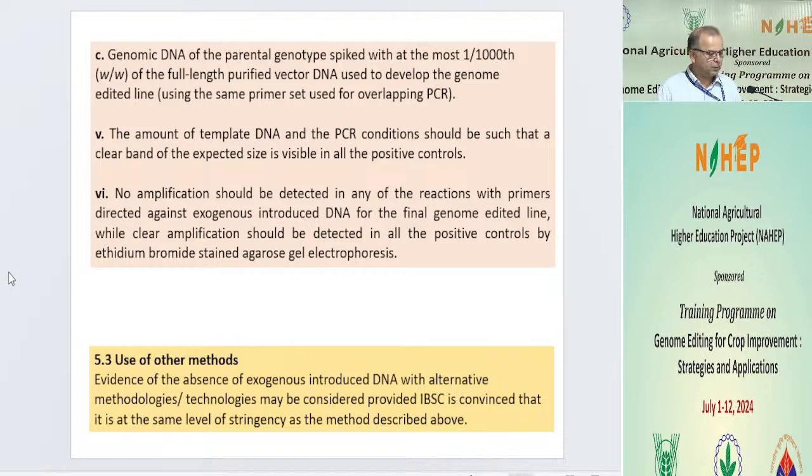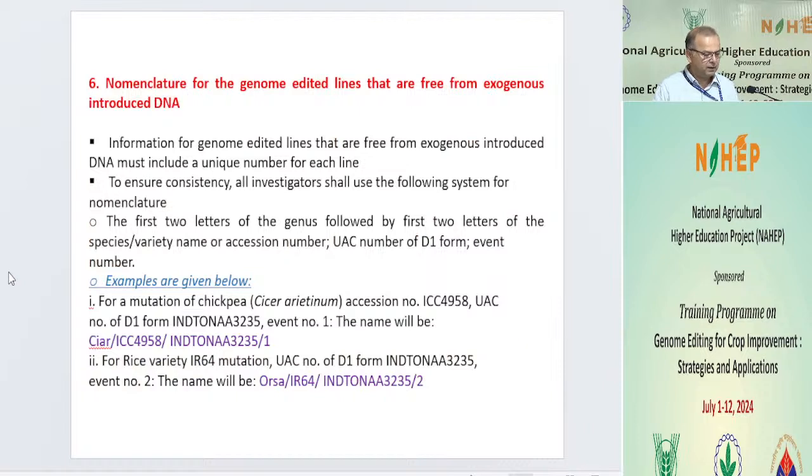Examples are given below. Suppose for a mutation of chickpea, Cicer arietinum, accession number ICC 4958, UAC number of the D1 form is whatever number is given, event number 1, the name will be the first 2 letters of genus, CI, then the next 2 letters of species, AR, then the accession number, then your D1 form reference number, and then the event number. So, this is the standard way of nomenclature of any genome edited line. And another example is given.